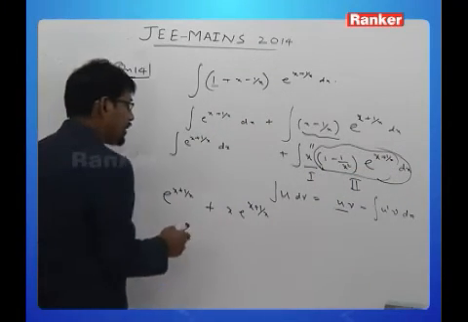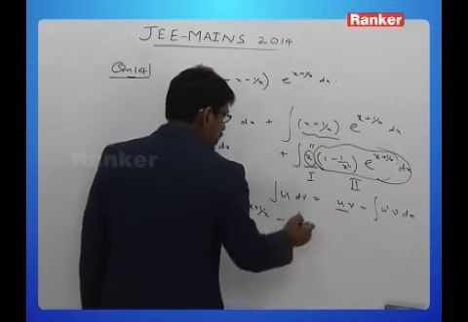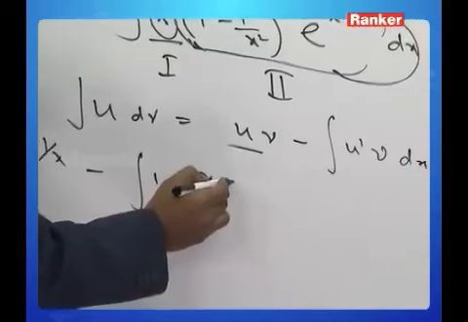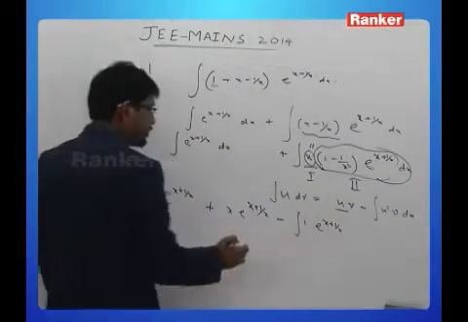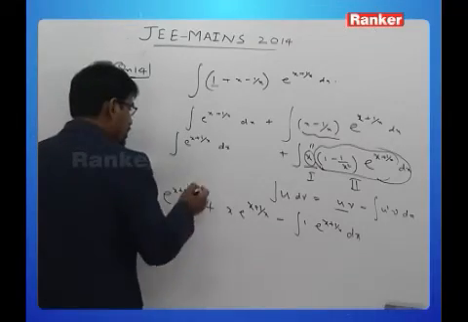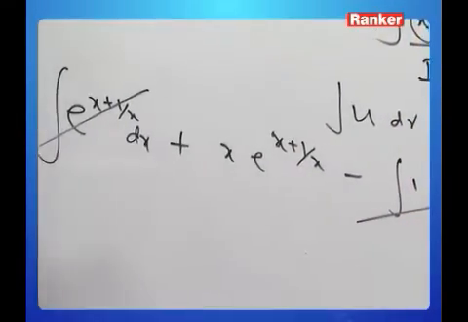So I'll get that minus, what's the derivative of u? That is 1 into this, as it is, has to be copied out. I have e power of x plus 1 by x dx. And of course this integral and the last integral are one and the same.